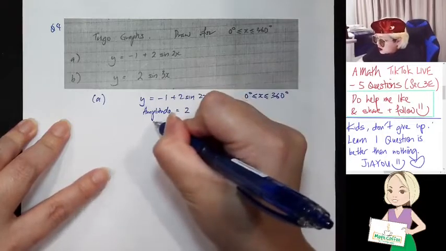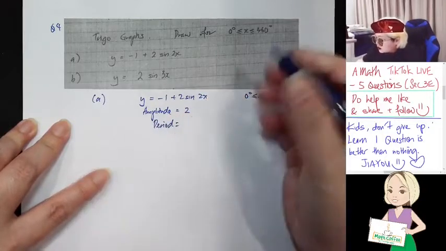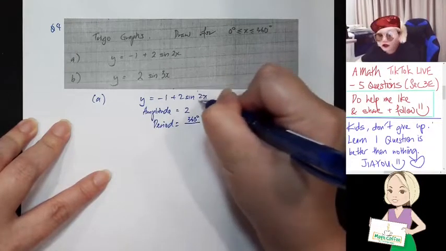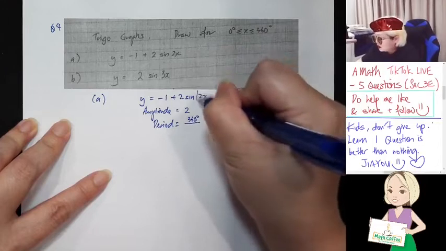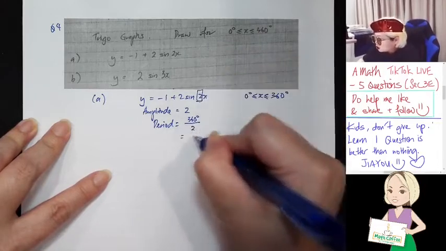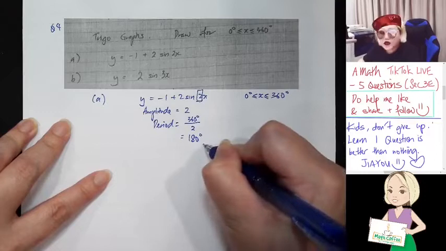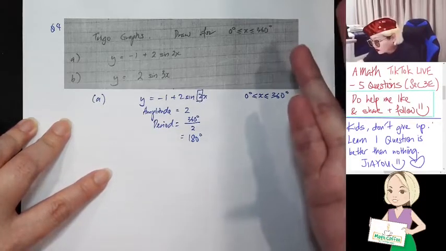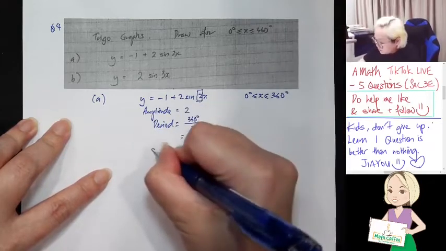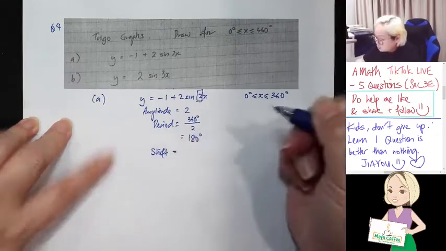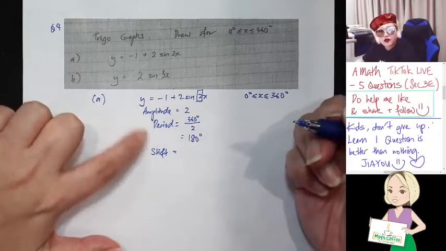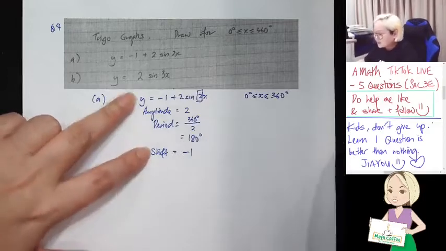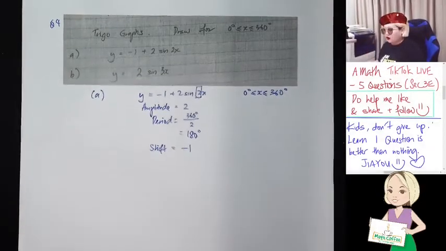Okay. Now period. Period is take 360 degrees divided by the number in front of the x. So divide by 2. So my period is 180 degrees. 180 degrees means one cycle is 180 degrees. Okay. Next, we have the shift. So always write out the three information: the amplitude, the period, and the shift. So my shift is minus 1. So with this, we are ready to draw the Trigonograph.